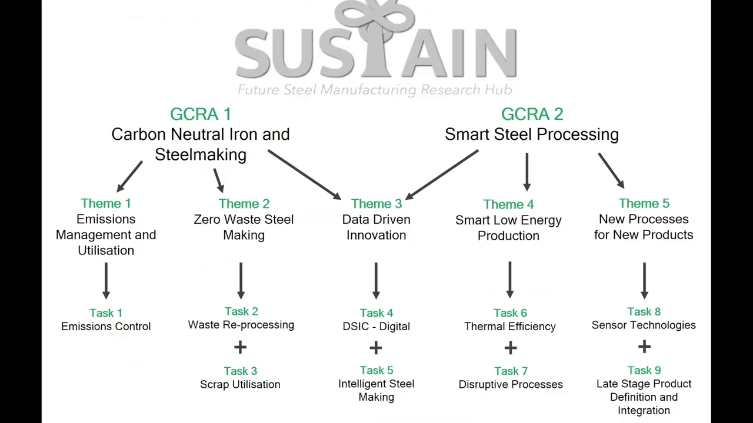So Sustain is basically split up into two grand challenges. One is carbon neutral iron steelmaking, and the second is smart steel processing. Within these two areas, we have a series of themes and a series of projects or tasks where we look at various key aspects of either process or technology and bring that into steel. So you can read them there. I'll not labour on that. I'm going to quickly go through some of these, and then get into the interesting stuff for you guys, which is the digital stuff.